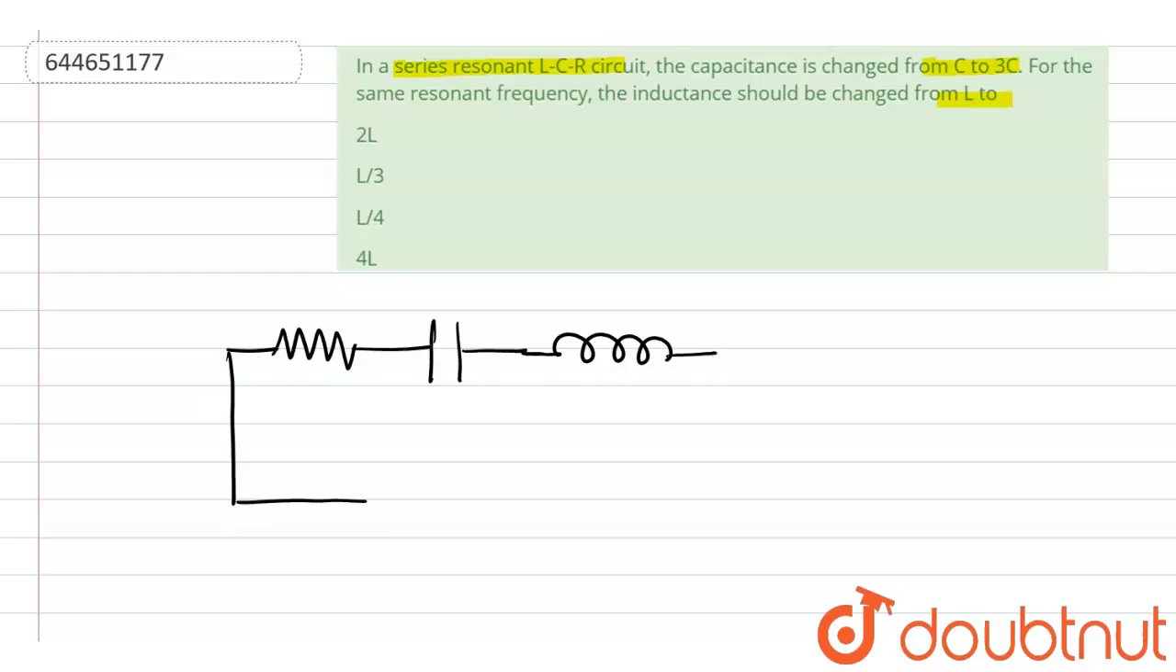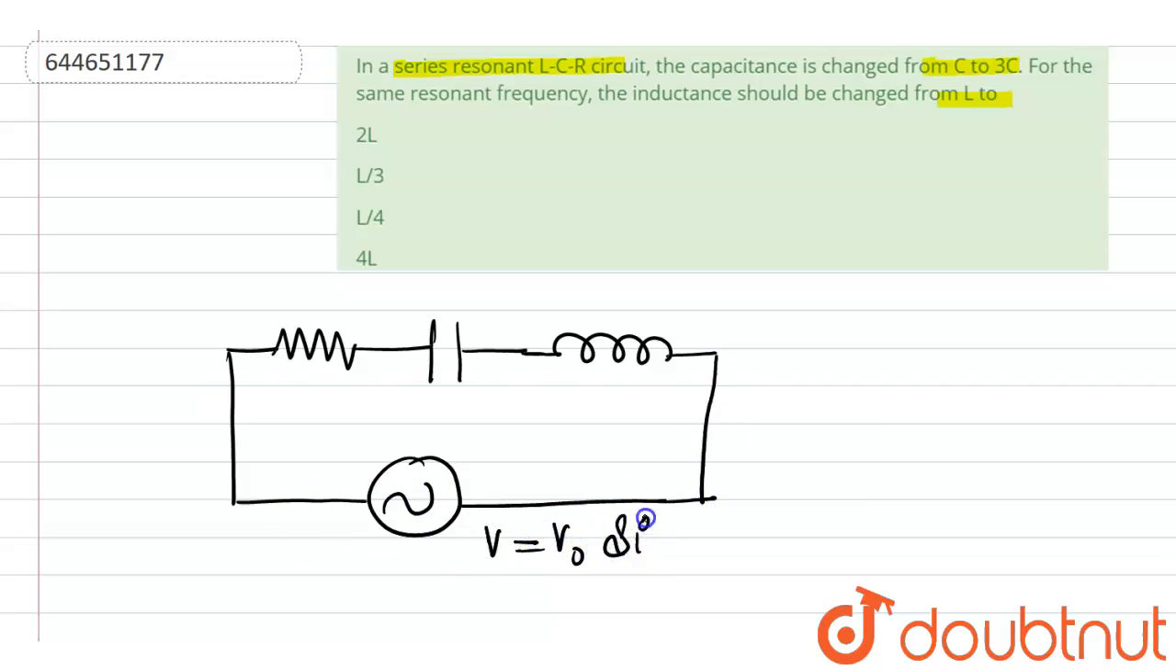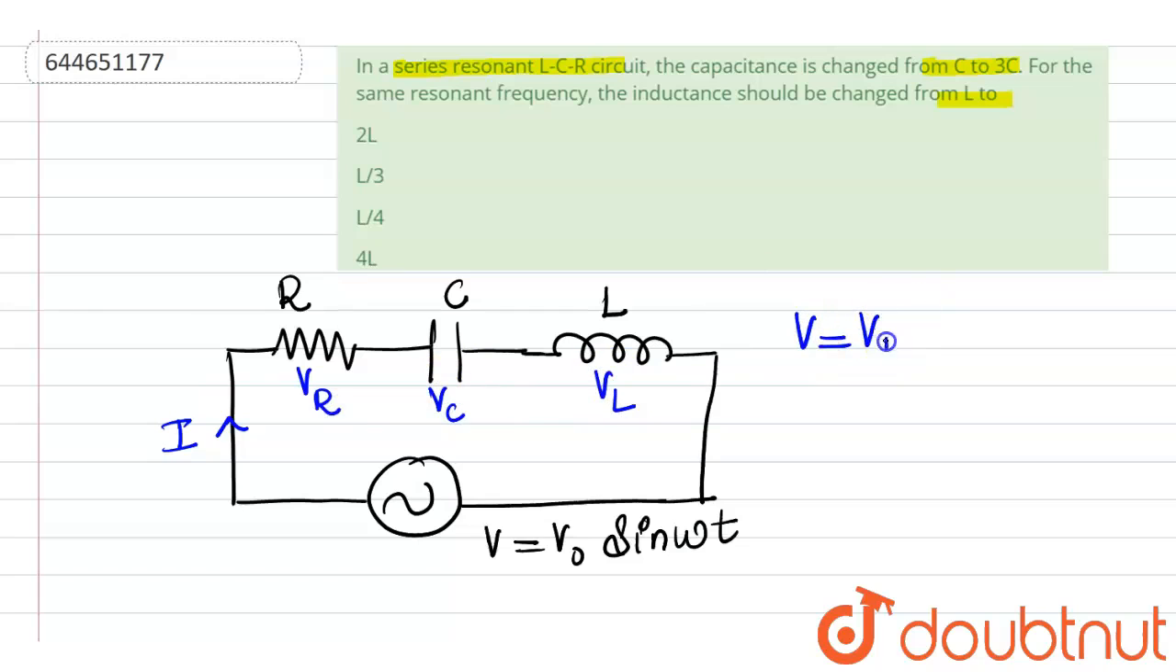The AC voltage which we are going to apply will have a peak value of V0. So whatever voltage I am going to apply, V is equal to V0 sine omega t. The resistance is R, capacitance is C and inductance is L. Since they are connected in series, the same amount of current flows through all of them, but the voltages are different. This will be VR, VC and VL, such that whatever applied voltage is there, that should be equal to VR plus VC plus VL.